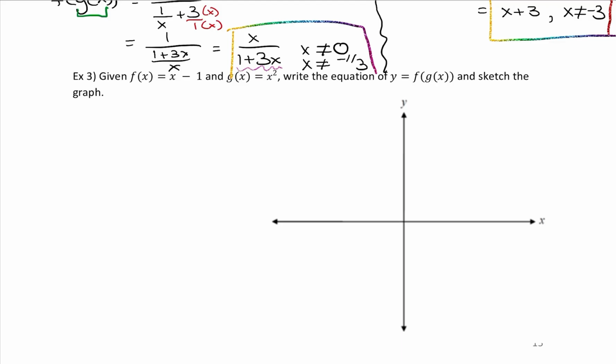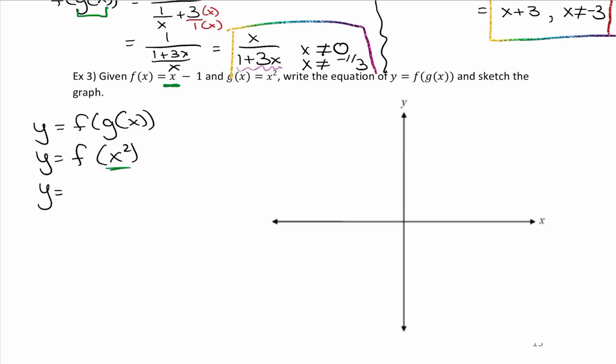Let's look at example 3. Given f of x equals x minus 1 and g of x equals x squared, write the equation of y equals f of g of x and sketch the graph. So keep in mind when we're sketching the graph, we're going to have to consider if there's going to be any restrictions. So let's start with the original question. And let's change g of x to x squared. Okay. Now in f, anywhere that we have an x, we need to change it to an x squared. So this becomes x squared minus 1.